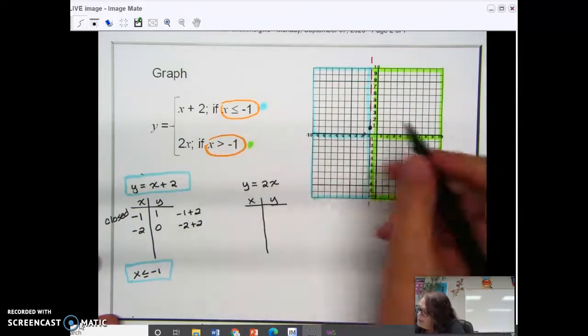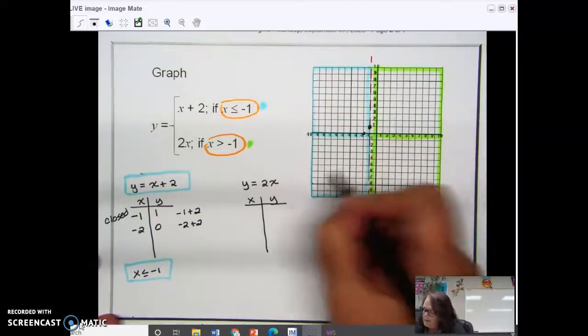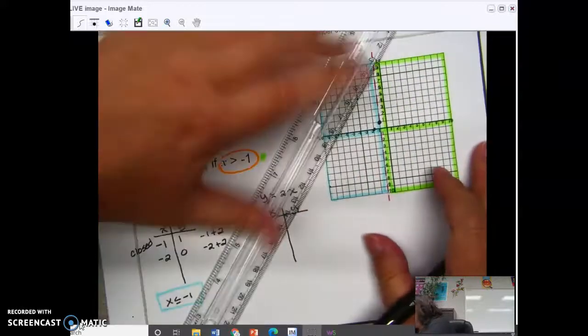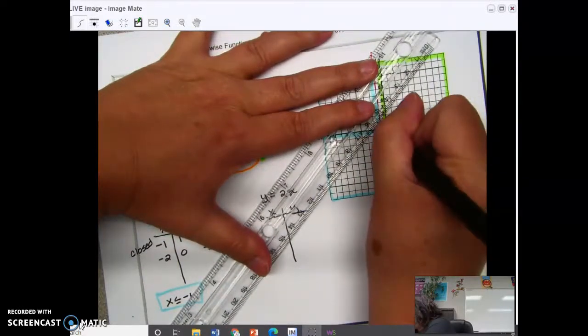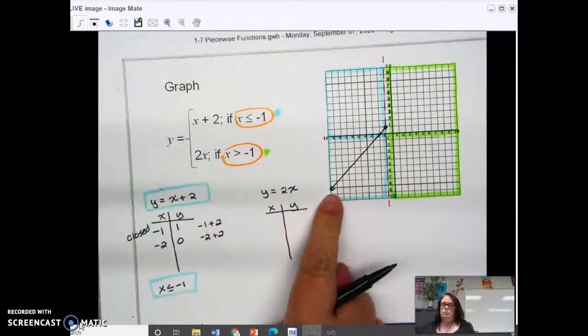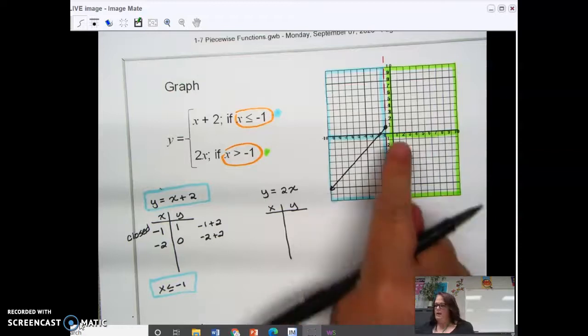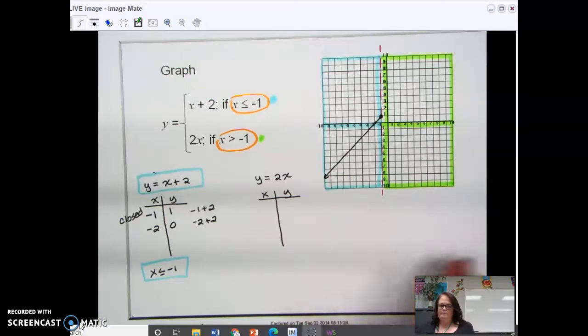And then using that slope of +1, I could keep going, using my ruler. Again, I only want this graph in my blue region. And so I'm only going further to the left. I'm not going to be going any further where it's greater than, because that's not part of my domain.